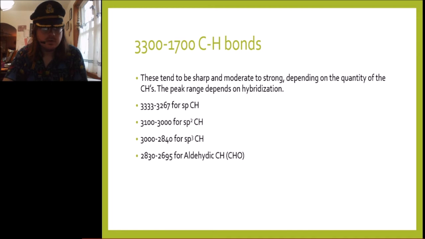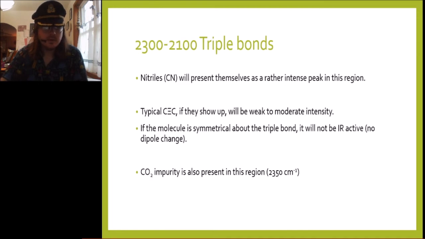I think I meant 2700, not 1700. Now, next thing is kind of by itself, 2300 to 2100. This is where we'll see our triple bonds. Our nitriles will be incredibly sharp and intense because of, once again, the dipole moment. And alkynes, if they show up, will be weak to moderate intensity.